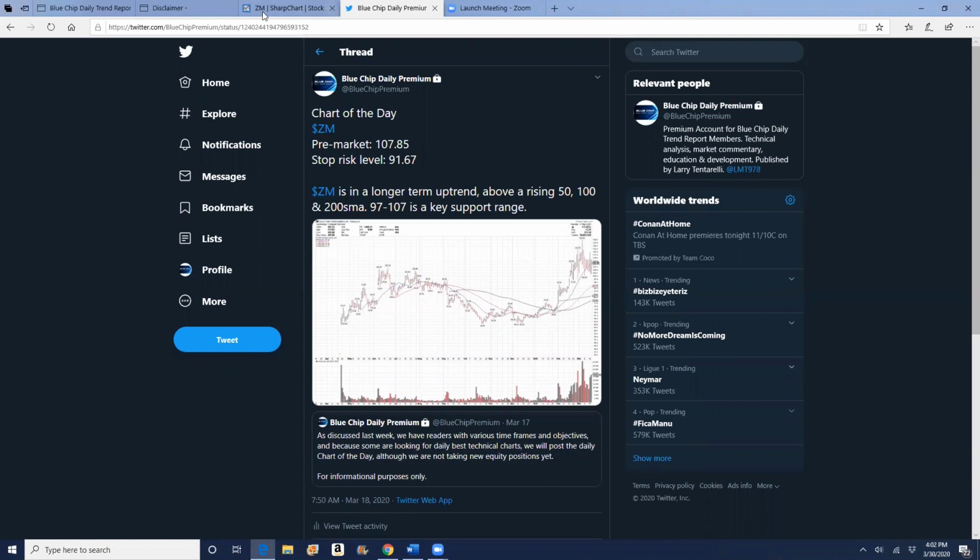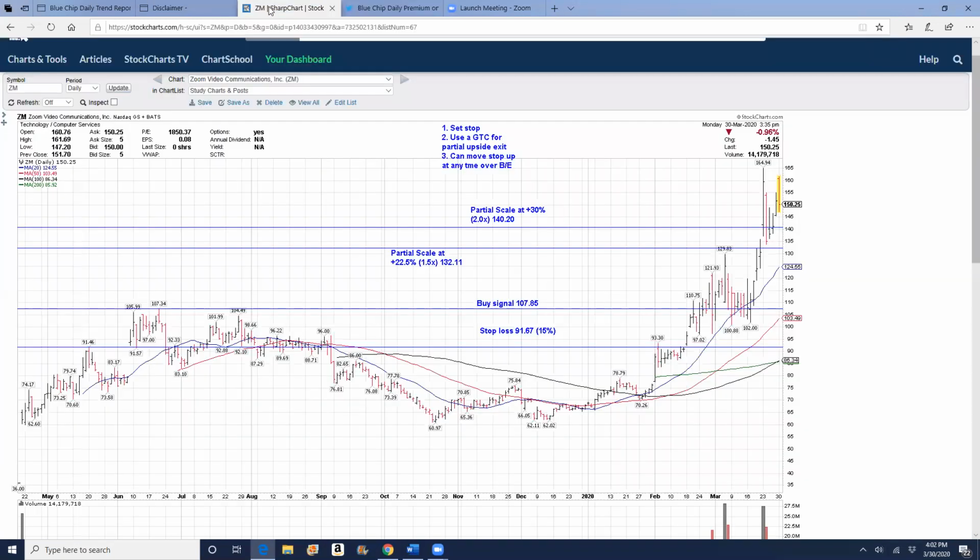So what we do is every day we have what's called a chart of the day, best technical idea. So that day the best technical idea was Zoom. So the buy signal that was given on the chart of the day was 107.85. Now we gave out a stop risk level of 15%, 91.67.